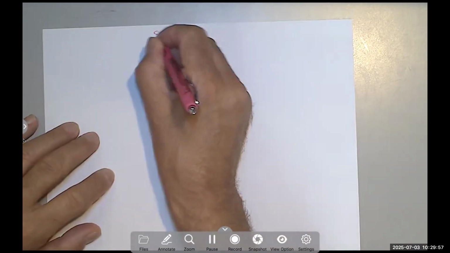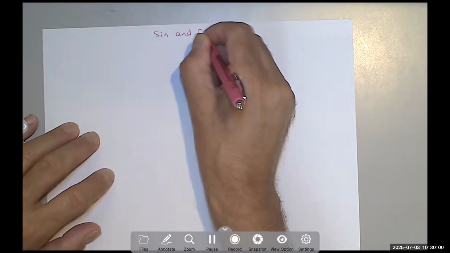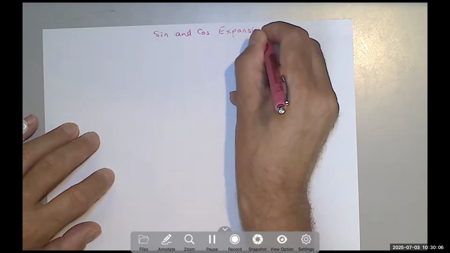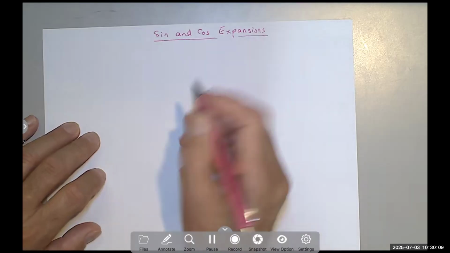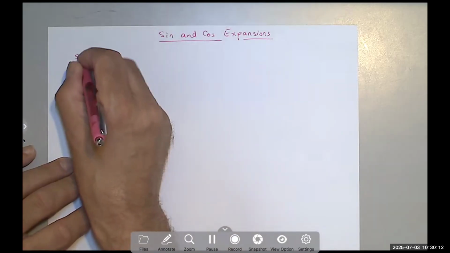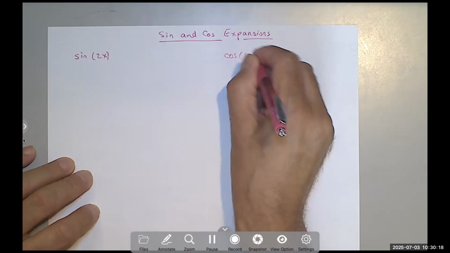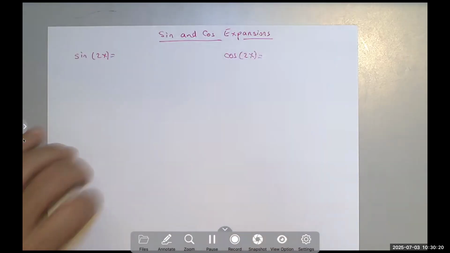Okay, so let me go to the hovercam and show you something that you already know. For example, you learn how to expand sine and cosine expansions. I bet all of you already know that I can expand sine of 2x and cosine of 2x. You learned that in trig.